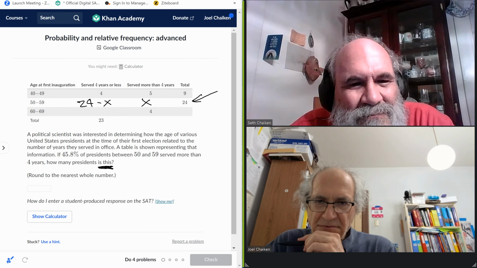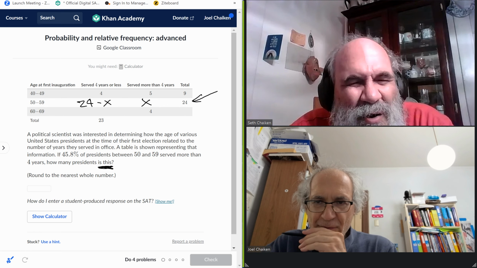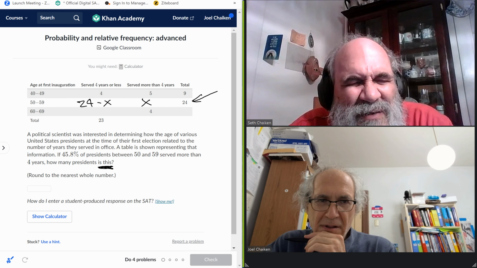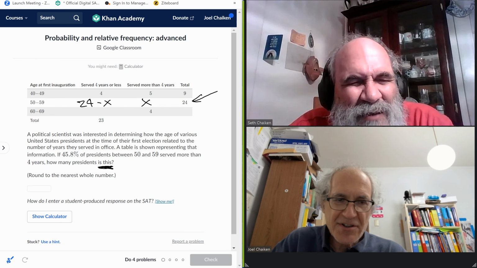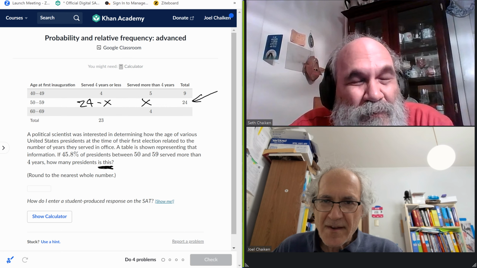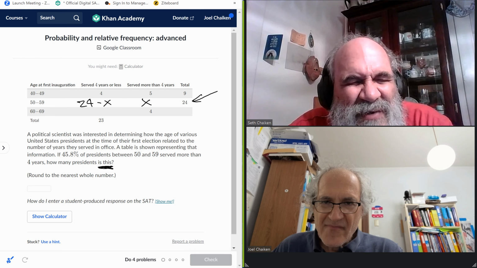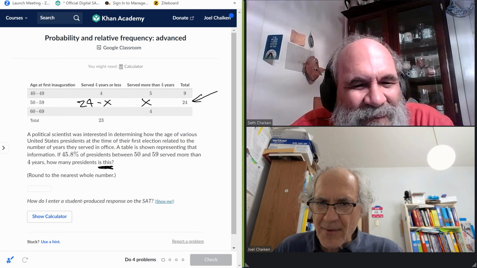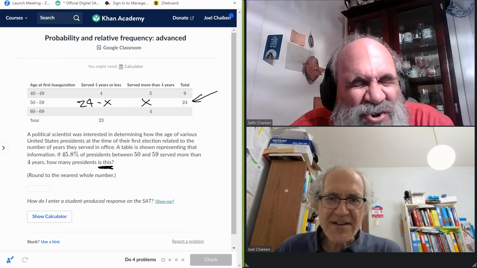Yeah. Okay. So if 45.8%. But what I don't understand is the idea that they give you a partially filled table. Yeah, they give you a partially filled table. Figure out the unknown entries from the data that's given. I guess so. Well, when they say how many presidents is this? I hate the word this. A table is shown representing that information.